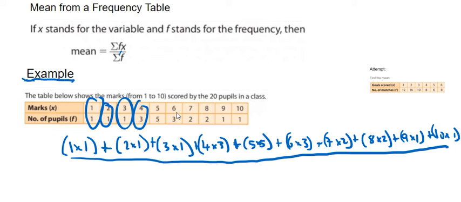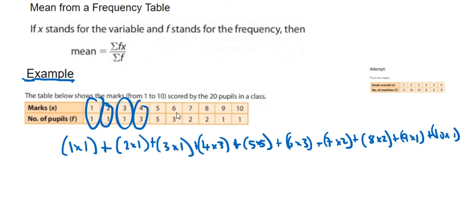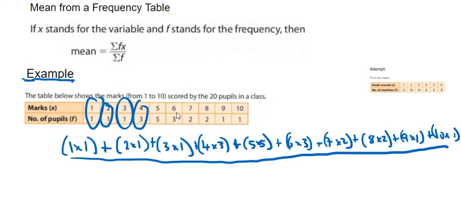On the bottom, it says the sum of f, and f just stands for the frequency. So all we're going to do on the bottom is add up the number of pupils. So it'd just be the bottom row all added up. So 1 plus 1 plus 1. I'm adding up all of these here now.